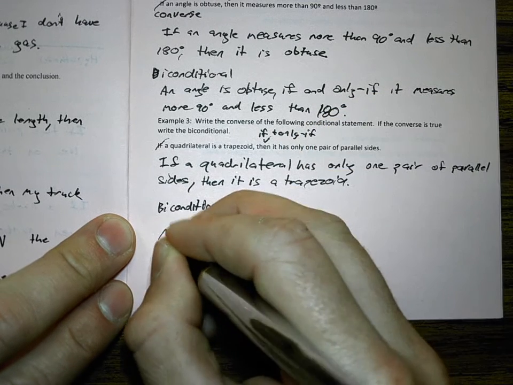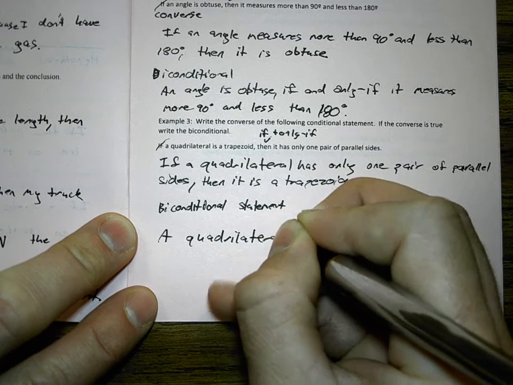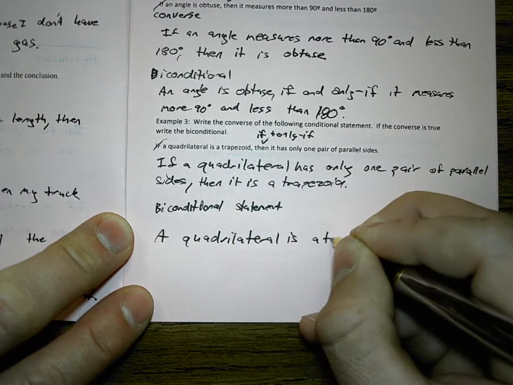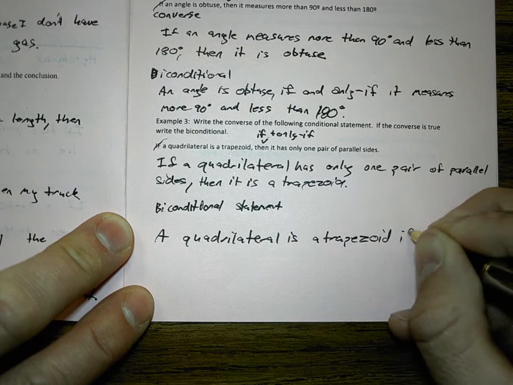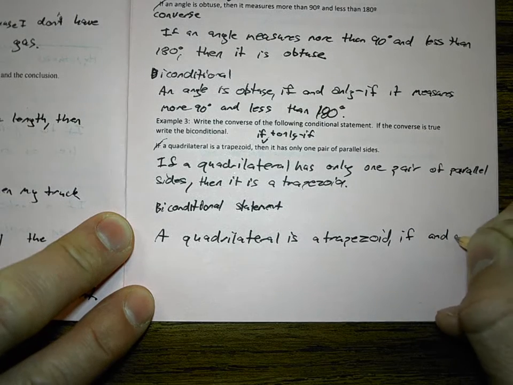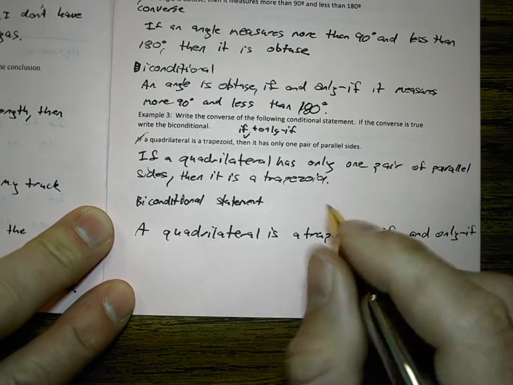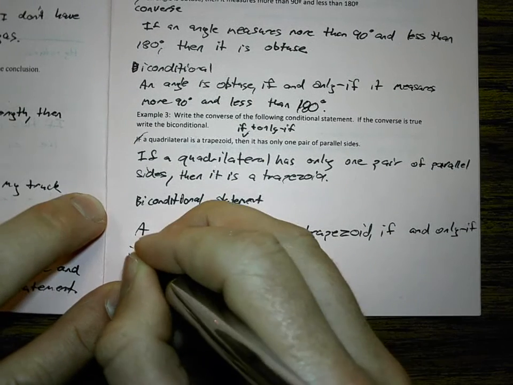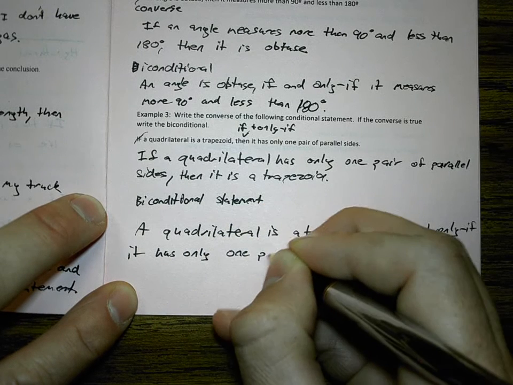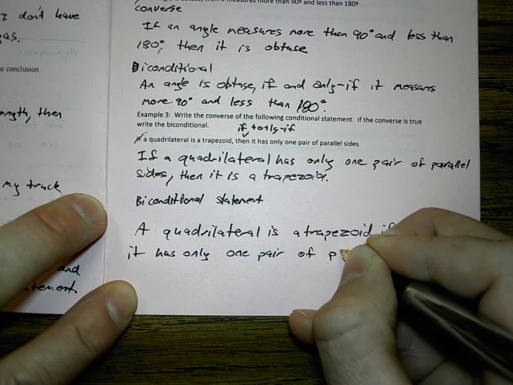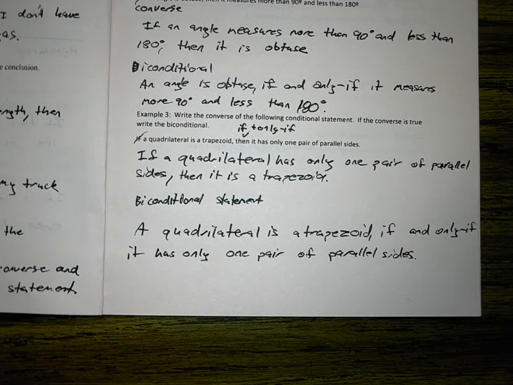So, a quadrilateral is a trapezoid if and only if it has only one pair of parallel sides.